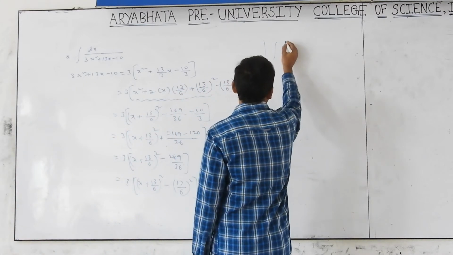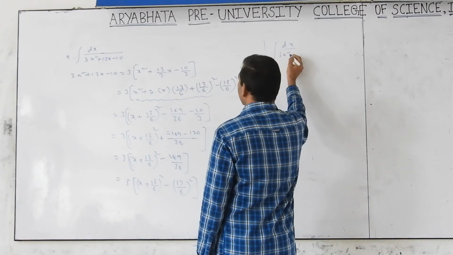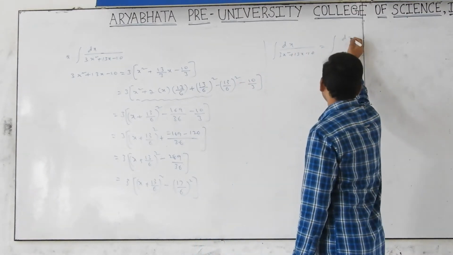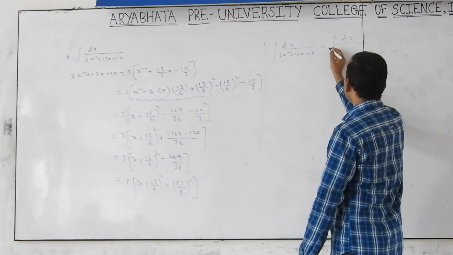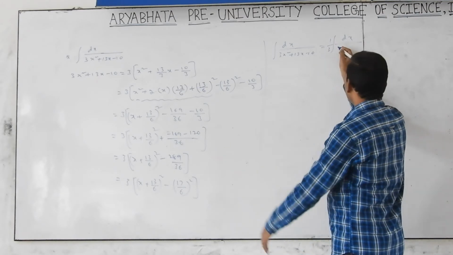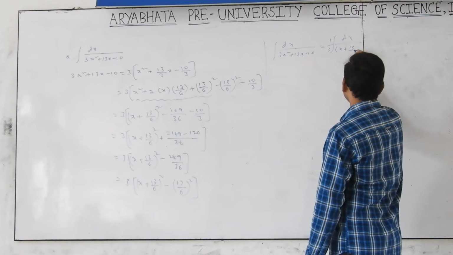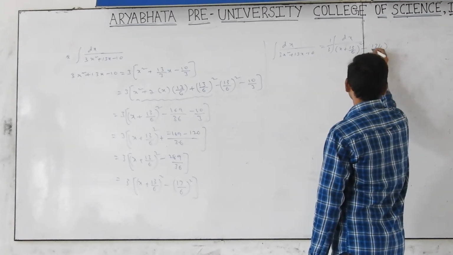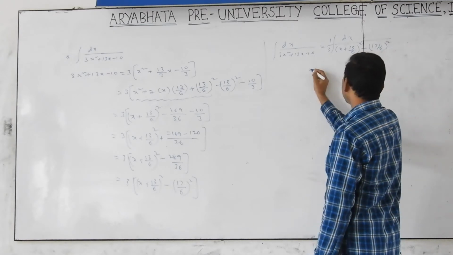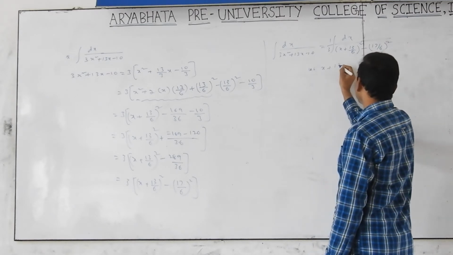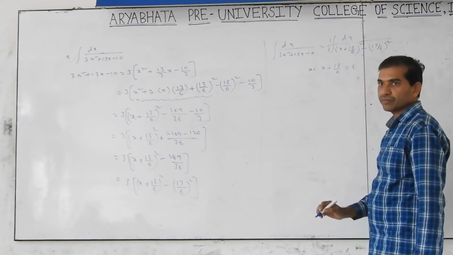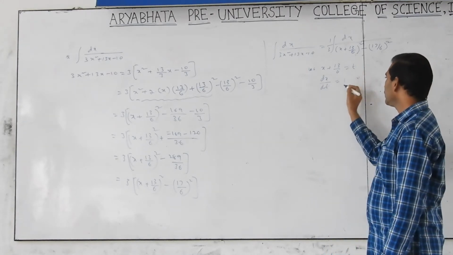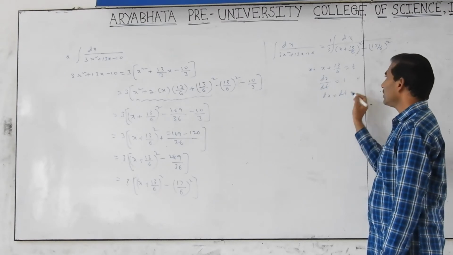Integration of dx by 3x square plus 13x minus 10 equals dx by 3 times [(x plus 13 by 6) whole square minus (17 by 6) whole square]. Let x plus 13 by 6 equal to t. Differentiating x with respect to t, dx by dt is 1, so dx is equal to dt.